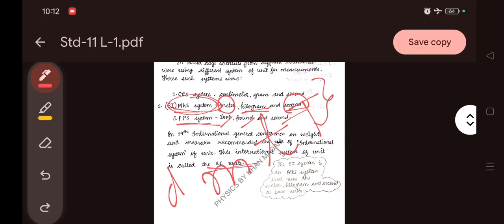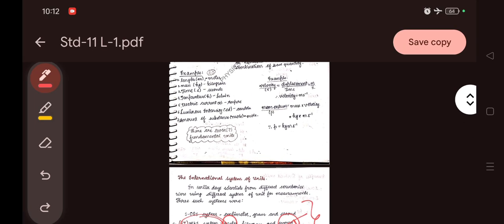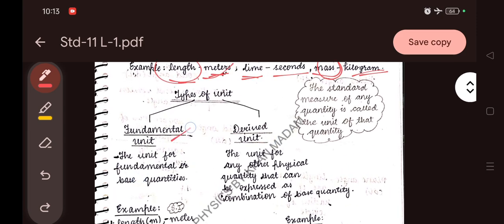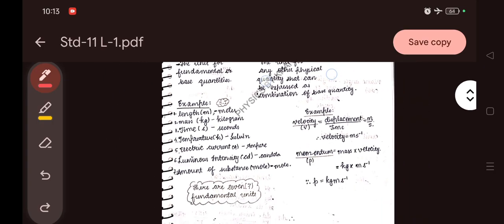Depending upon the nature of quantity, there are two types of unit, that is fundamental unit and derived unit. Now what is fundamental unit? Fundamental units are those units that don't need any other quantity to define them. We already learned what is SI unit.